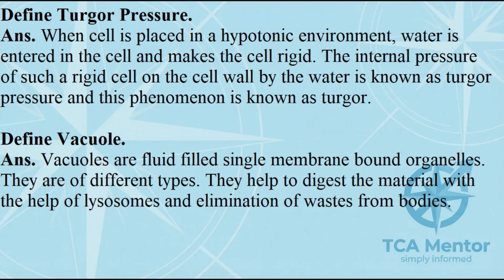Define vacuole. Answer: Vacuoles are fluid-filled single membrane-bound organelles. They are of different types. They help to digest the material with the help of lysosomes and elimination of wastes from bodies.